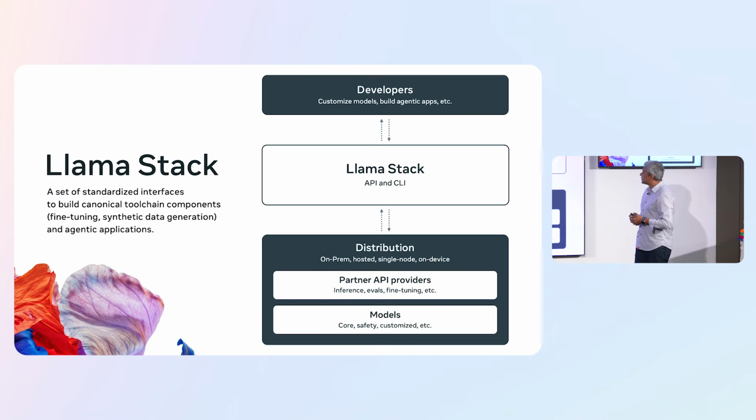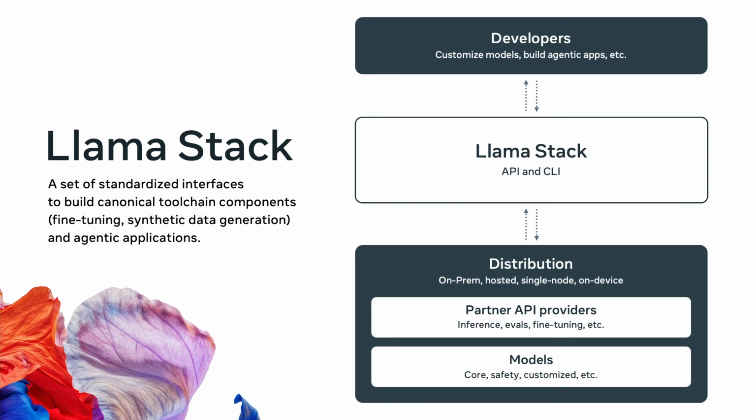And with that experience, we started defining a set of APIs that we thought would capture all of the capabilities that are needed for doing two things with the models typically. One is you customize models for your needs. And then once you customize your model, you want to actually build applications. Typically, agentic applications are the norm nowadays. And you need a bunch of primitives for those in order to build those applications.